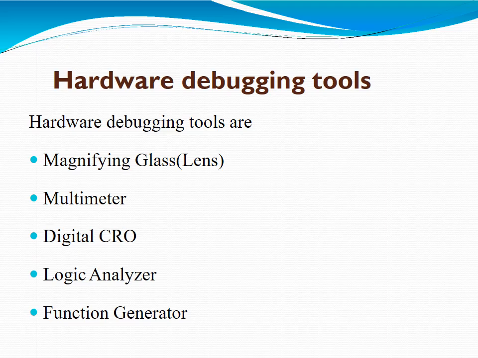These are the tools which can help us to design embedded systems: a magnifying glass, multimeters, digital CRO, logic analyzers, and function generators. These are the components essentially used to test embedded systems, because the embedded system we are designing is made of hardware and software components. These tools help to test whether it has bugs, so we can identify the bugs and eliminate them to achieve a successful product.